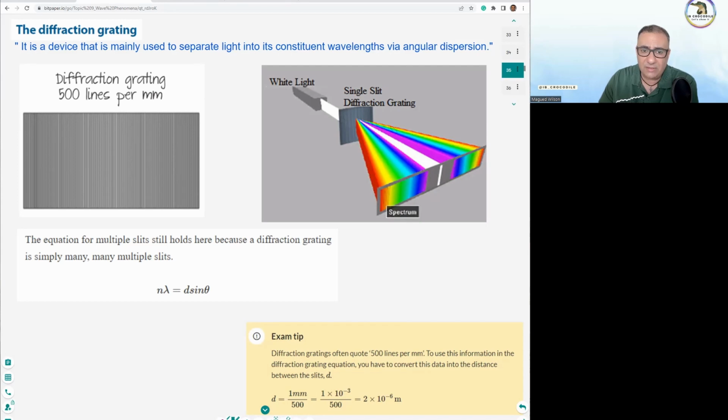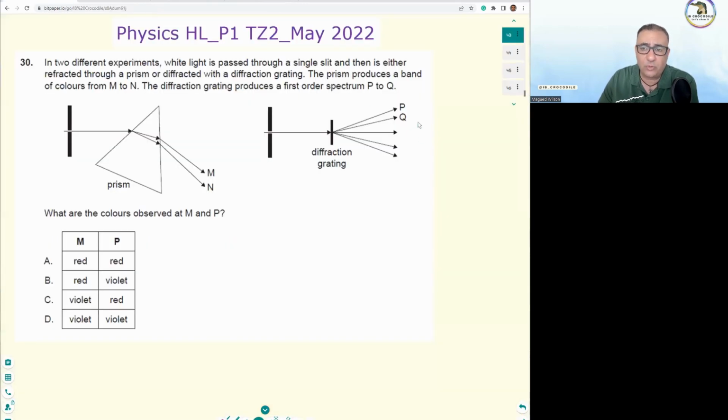Now we can see here that red has the biggest angle of diffraction from the center, which means red has the biggest wavelength. And the violet has the smallest angle of diffraction, which confirms that violet has about 400 nanometers, which is much smaller compared to the red light. So these two approaches confirm that P has to be red and Q has to be violet.